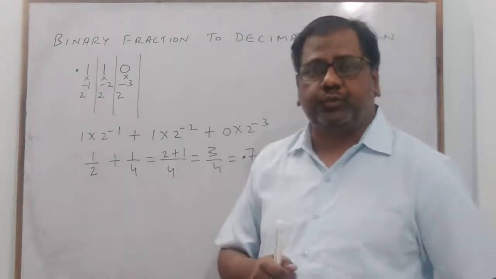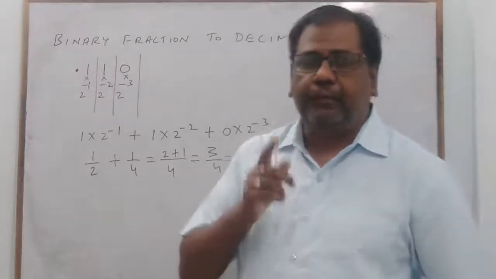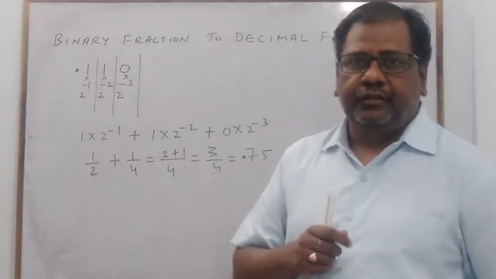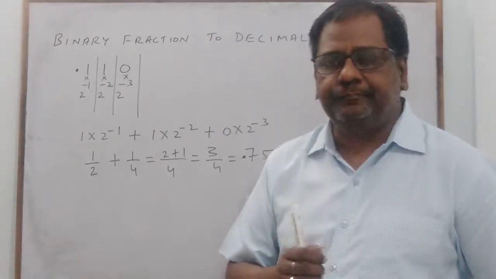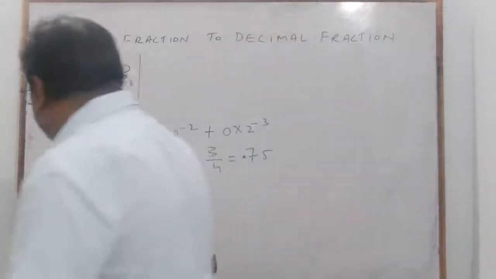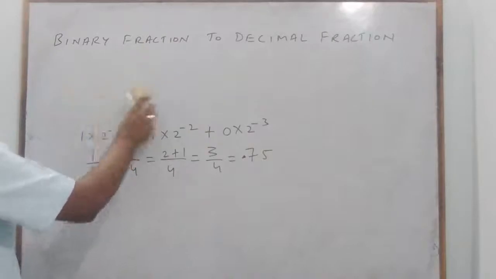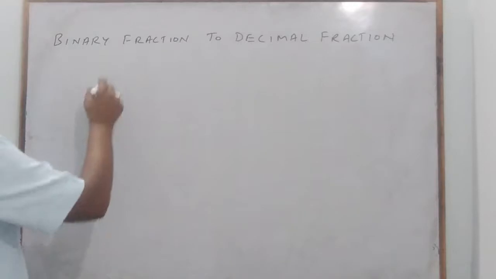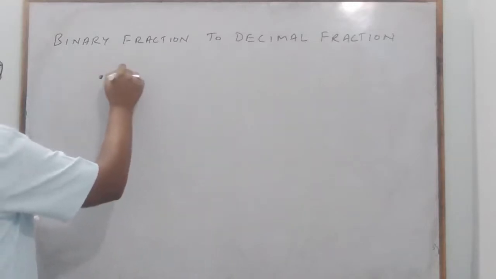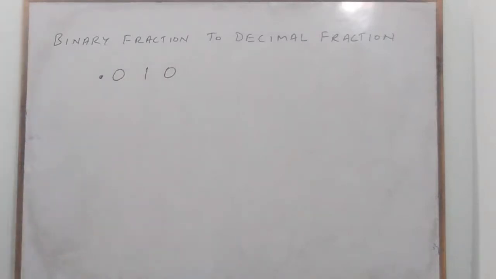This is what we are supposed to do when we are finding the decimal fraction of a binary fraction. Is this clear? Let's look at one more example. Say for example, I am taking 0.010.